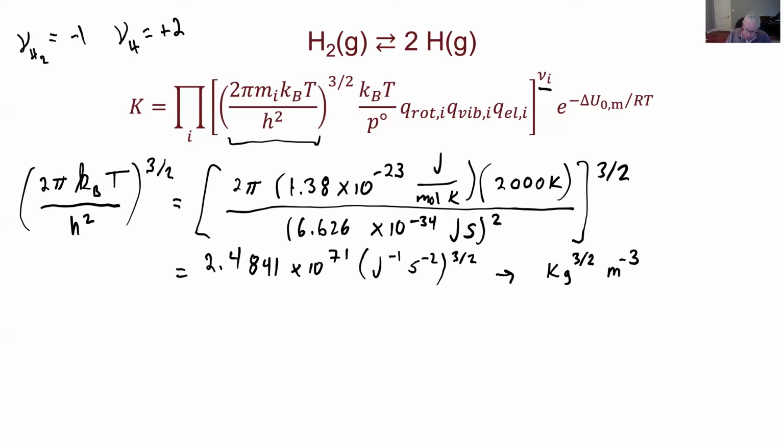The other piece that I'm going to set up here is kBT over my reference pressure. I'm just picking, I'm going to use 10 to the 5th pascals for that, right? Because that would be 1 bar. That's all going to be 1.38 times 10 to the minus 23rd. Again, that's in joules per Kelvin.